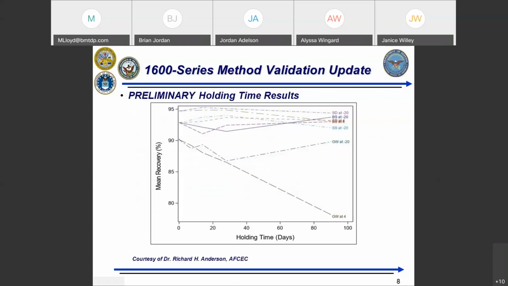So first, let's look at the holding time study results. This graph shows the mean recovery of all 40 PFAS in samples stored at 4 degrees C and -20 over the course of 90 days. From this graph, you can see the only media that was significantly affected by temperature was groundwater. It's thought that the main contributor to this trend is the transformation of precursors.